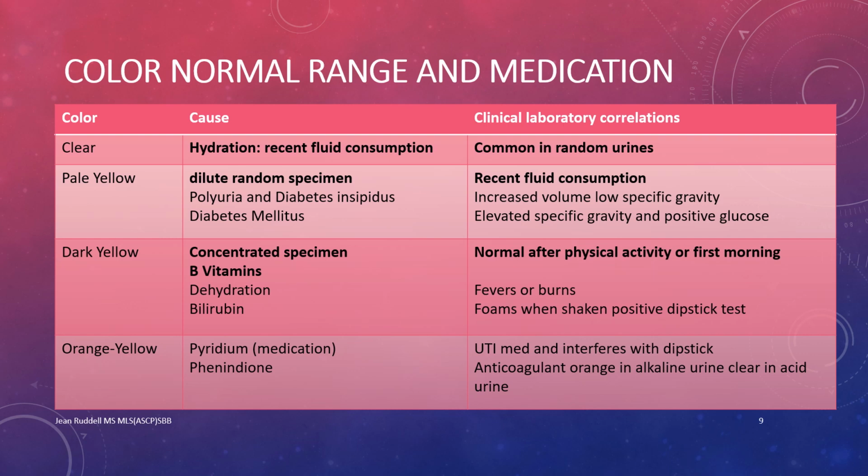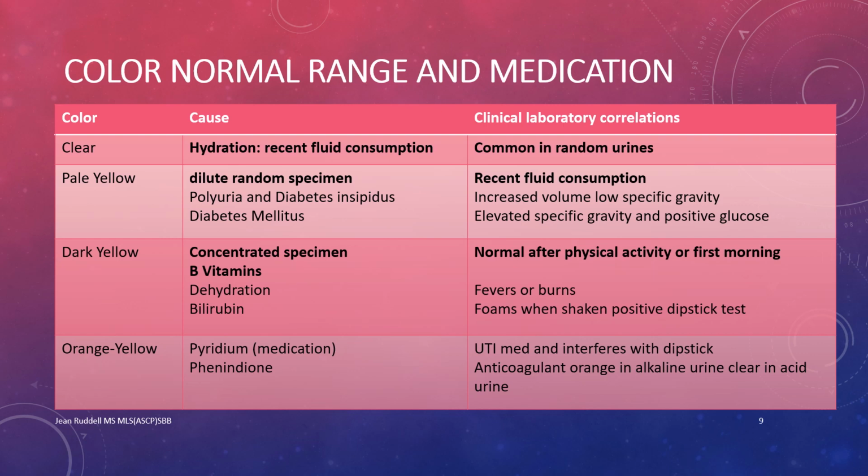A clear urine is usually caused by recent fluid consumption and is seen in random urines. A pale yellow urine can be a normal dilute sample due to fluid consumption. It can also be polyuria and diabetes insipidus with an increased volume and low specific gravity. You can also see a pale yellow in diabetes mellitus. This would have an elevated specific gravity and a positive glucose test.